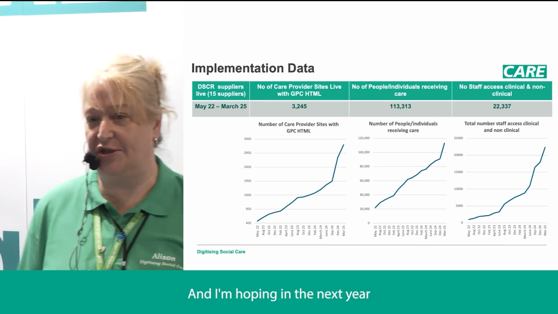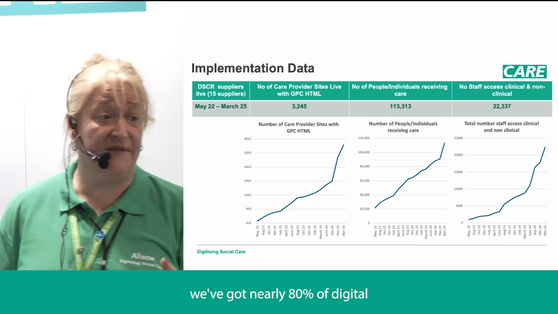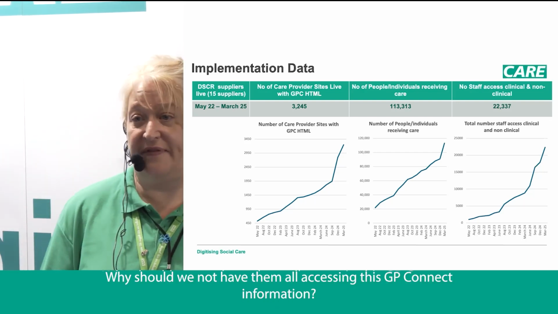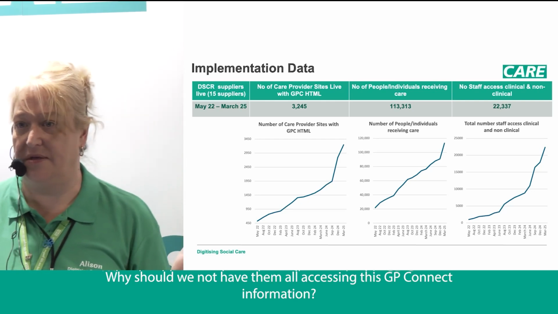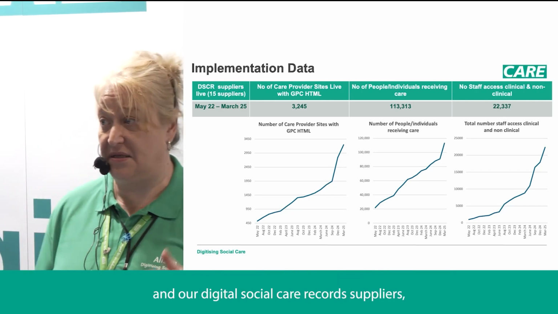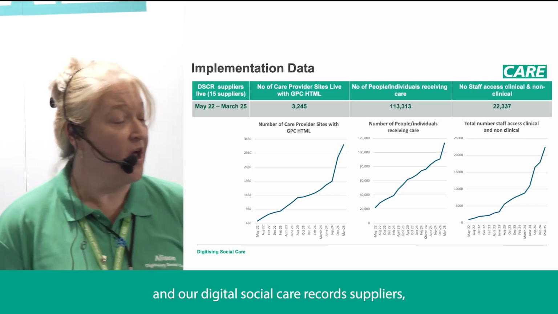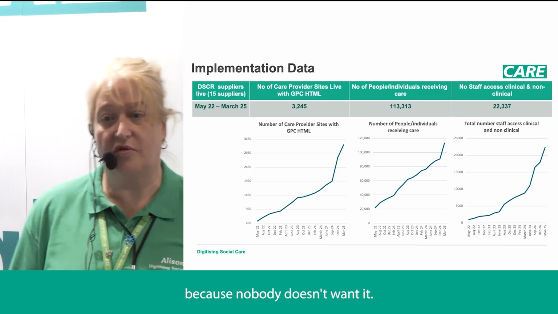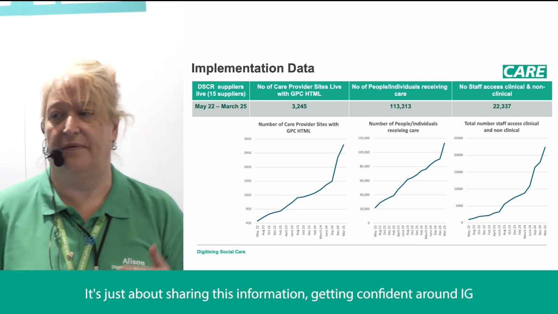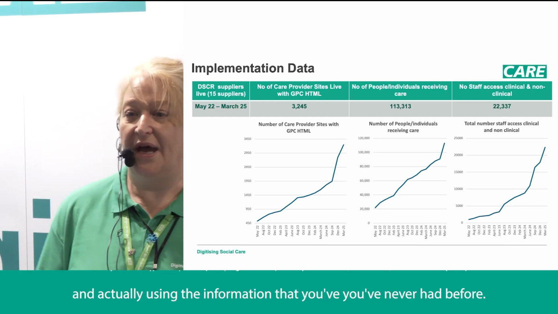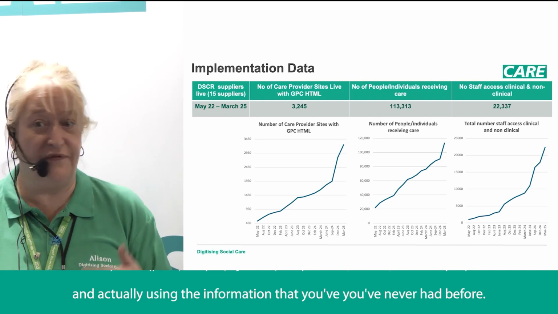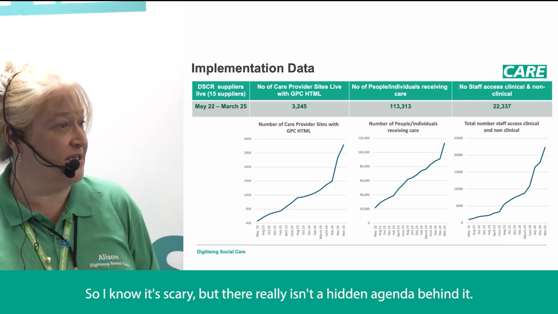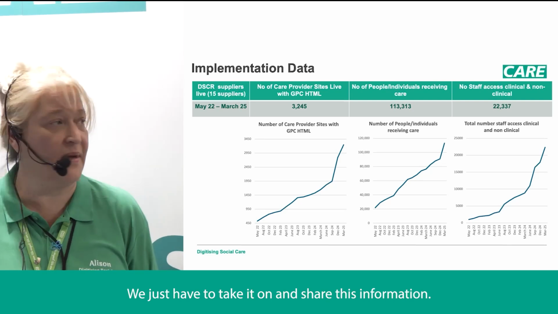And I'm hoping in the next year, we've got nearly 80% of digital social care records out there in provider systems. Why should we not have them all accessing this GP Connect information? So working with the providers and our digital social care record suppliers, I really hope in the next year we can get where we need to be, because nobody doesn't want it. It's just about sharing this information, getting confident around IG, and actually using the information that you've never had before. So I know it's scary, but there really isn't a hidden agenda behind it. We just have to take it on and share this information.